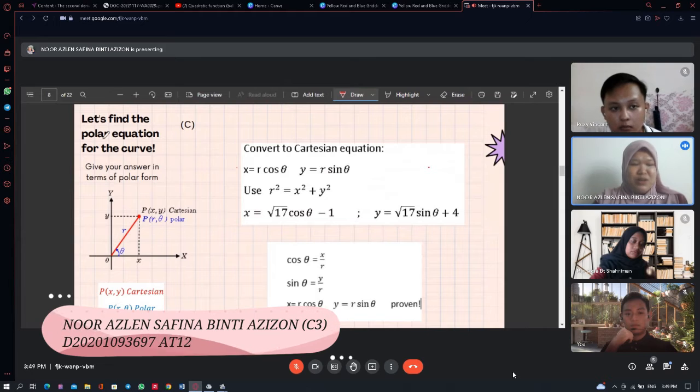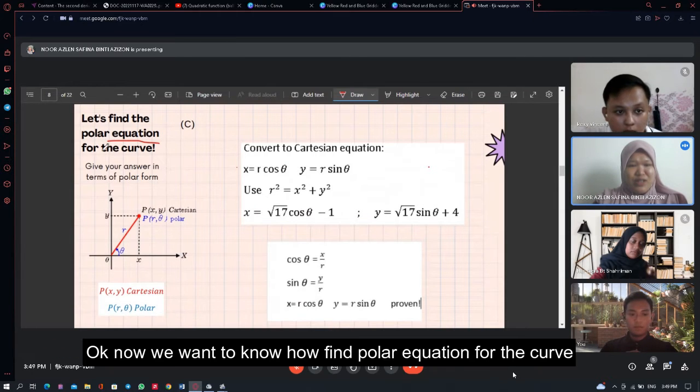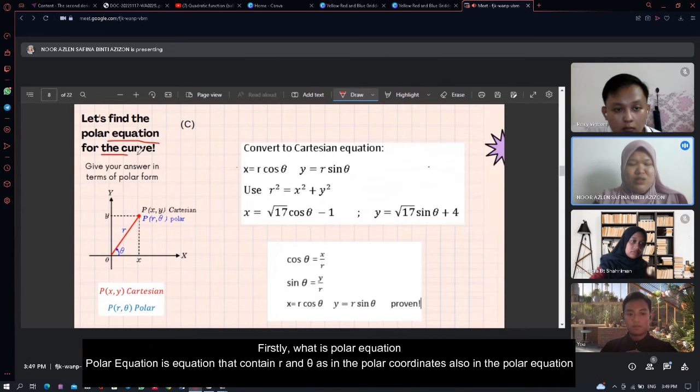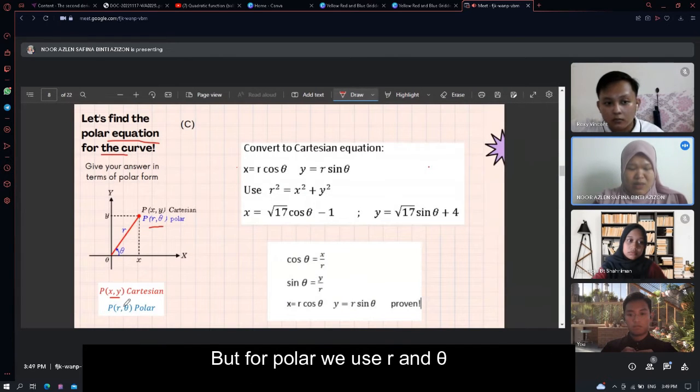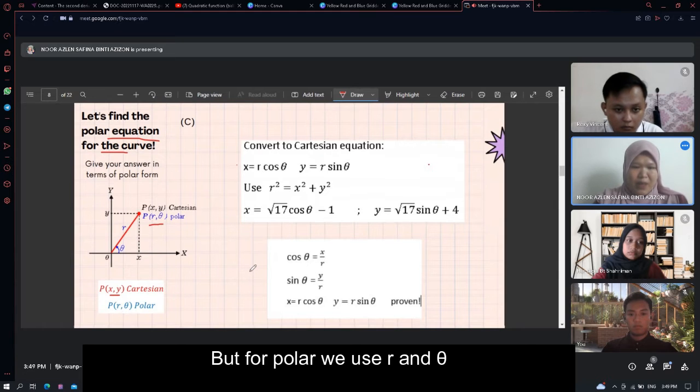Okay, now we want to know how to find the polar equation for the curve. Firstly, we want to know what a polar equation is. A polar equation is an equation that contains r and theta as in polar coordinates. Commonly, we use x and y in the equation, right? Also in the coordinates. The x and y, we call it a Cartesian equation. And for polar, we use r and theta.